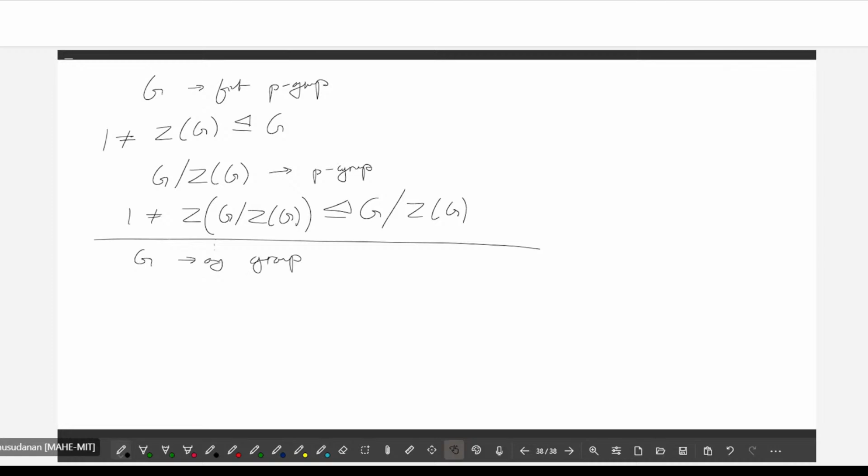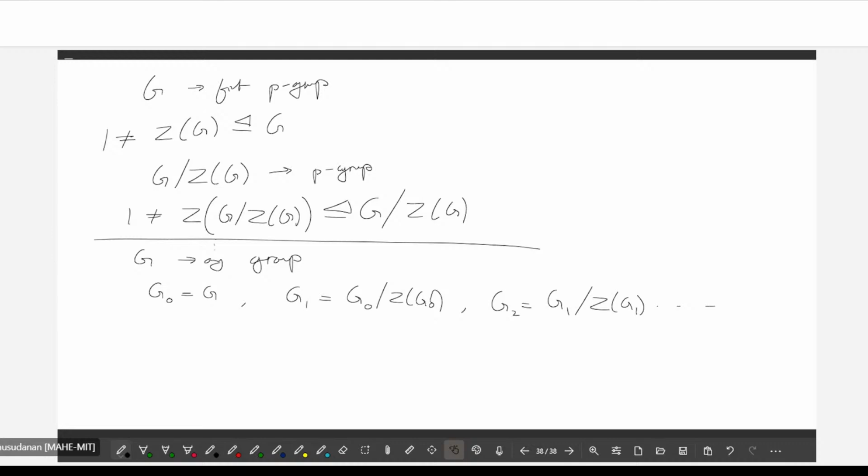Then you define, say, G0 equal to G, G1 equal to G0 mod Z of G0, G2 is equal to G1 mod Z of G1, and so on. You define a sequence of groups like this. Sequence not in the sense of an exact list of groups like this.